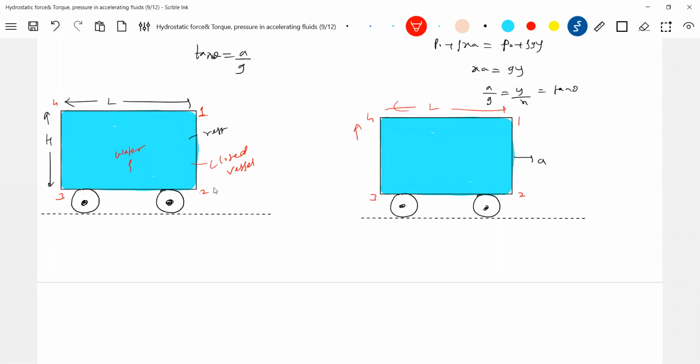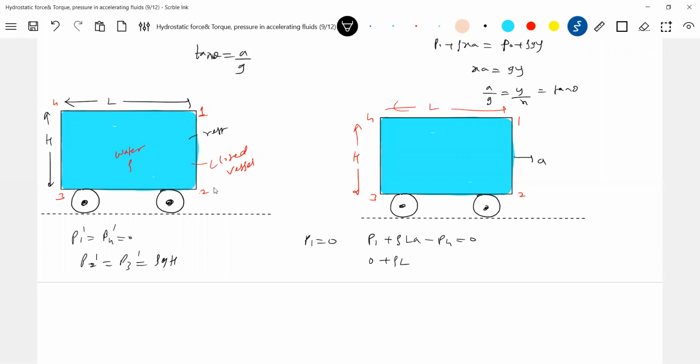Length is L. This is the depth H. First we'll start with what is the pressure at 1? Pressure at 1 will be 0. Earlier, what is the pressure at 2 and 3? Pressure at 1, 4 are 0. Pressure at 2, 3 is equal to rho g H. These are the initial values. Now as it accelerates, pressure at 1 will be 0. For pressure at 4, let's write the manometric equation. P1 plus rho L a minus P4 is 0. P1 is 0. So therefore P4 equal to rho L a.